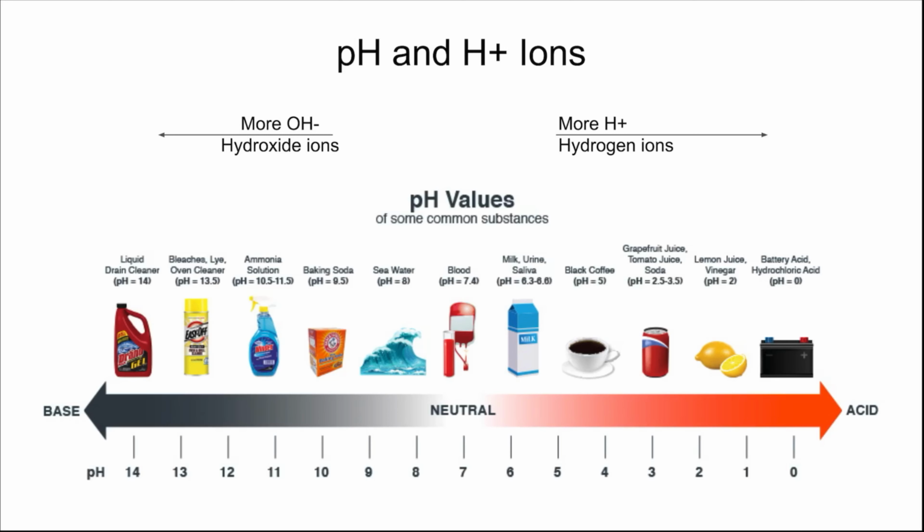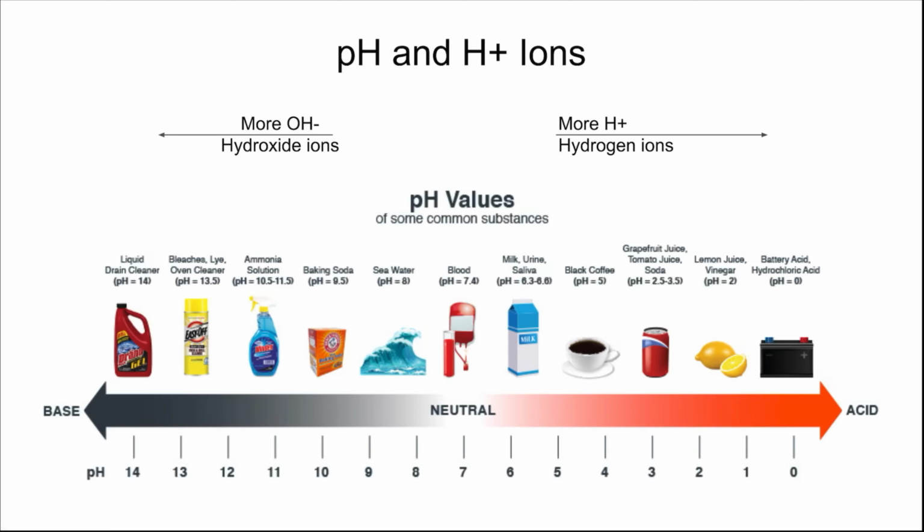Solutions with more hydrogen ions, which are also called protons since they're essentially just a single proton, are called acidic. On the pH scale, solutions with more hydrogen ions are lower in value. You can see here that battery acid has a pH of 0. So does hydrochloric acid. These solutions have a lot of free hydrogen ions.